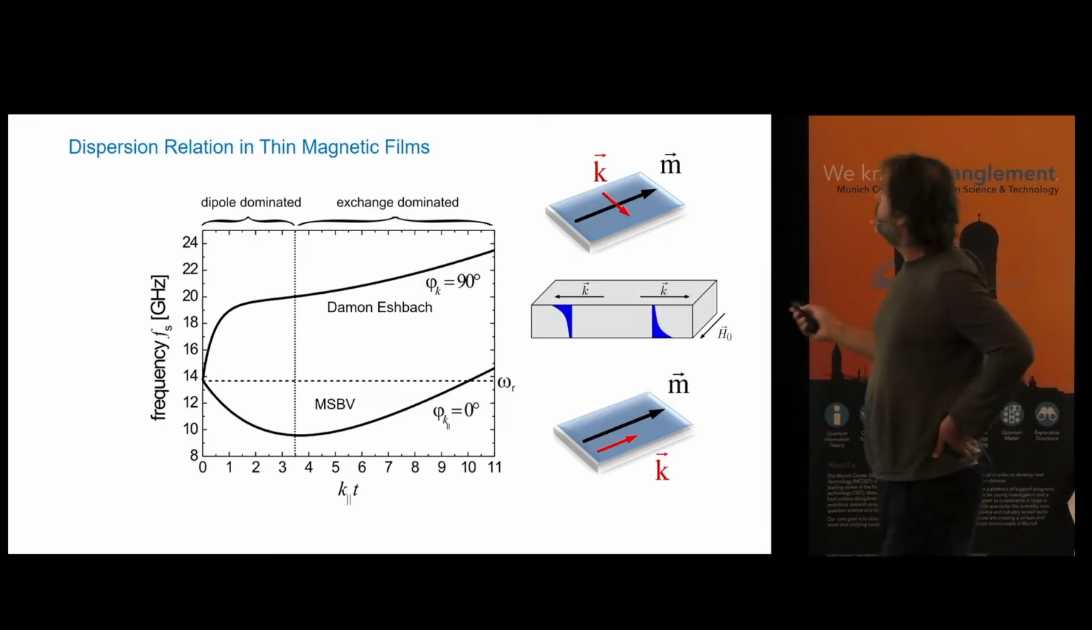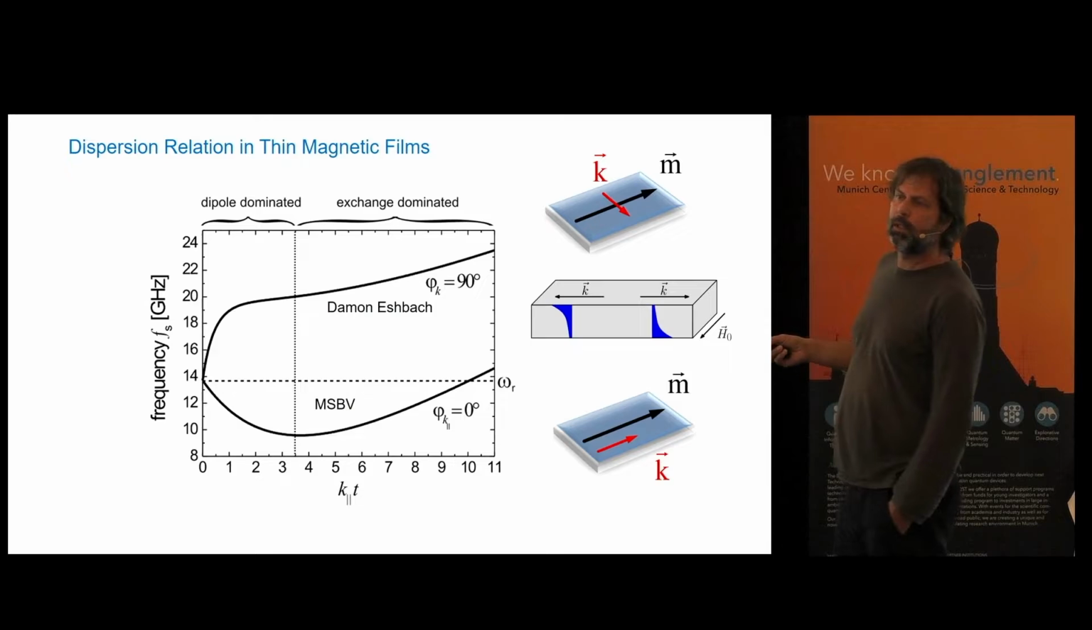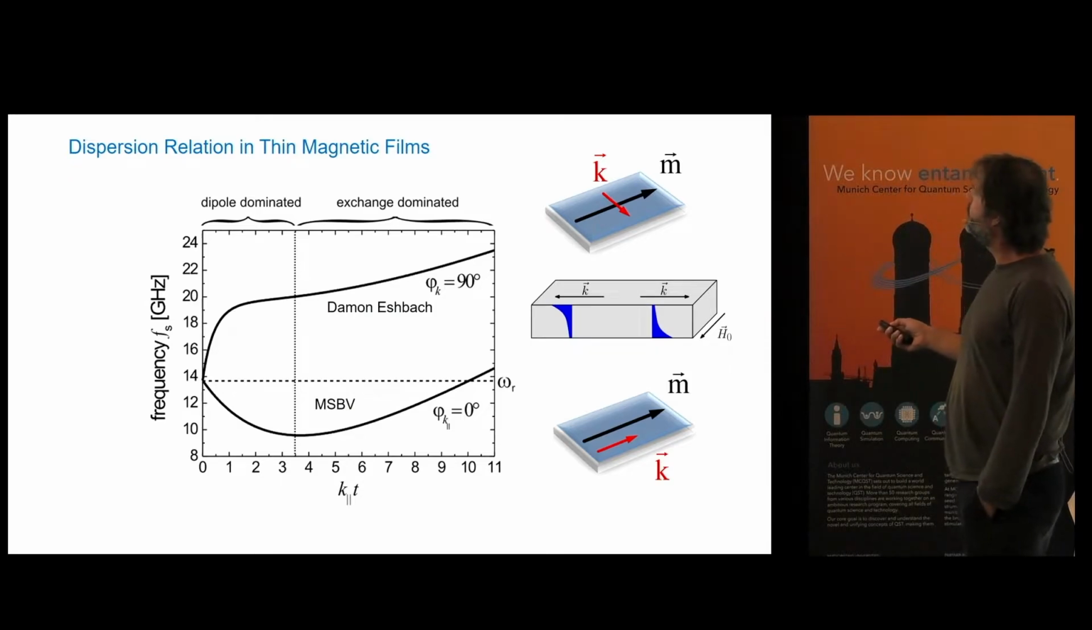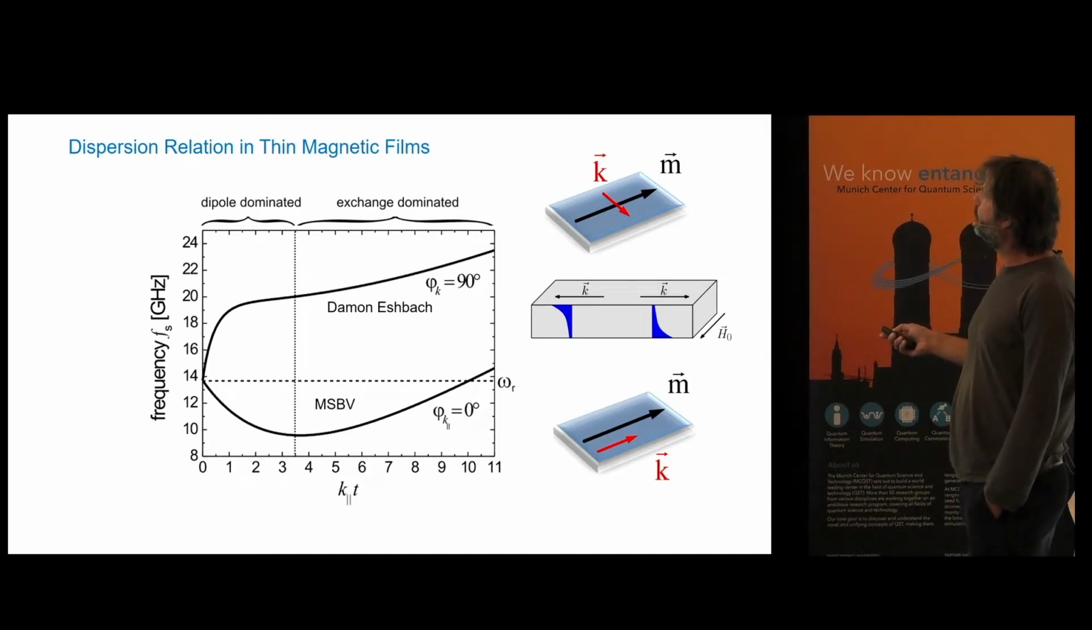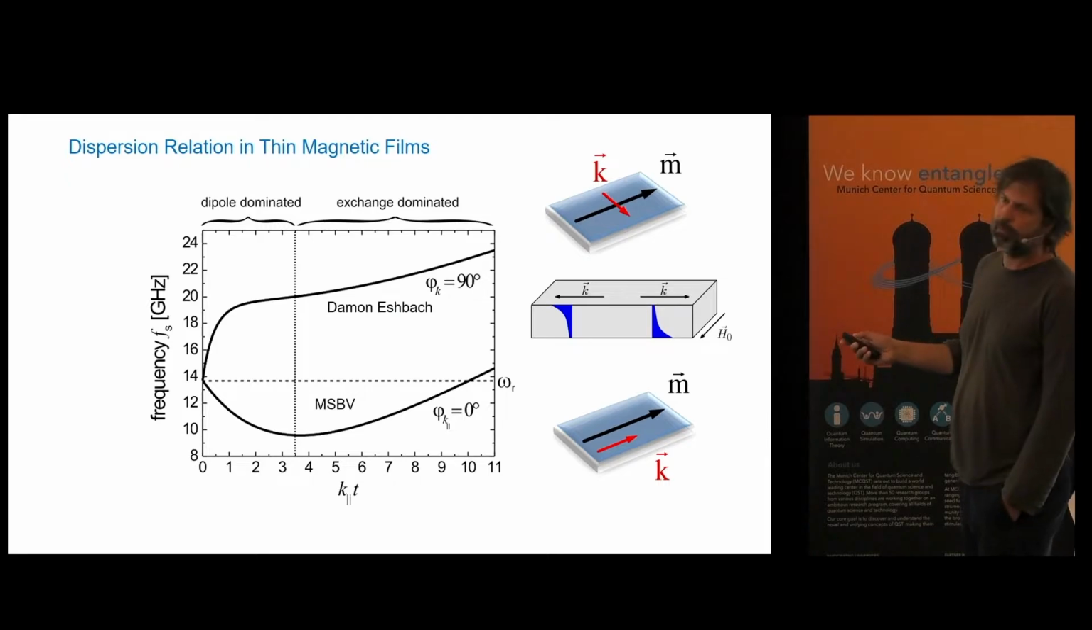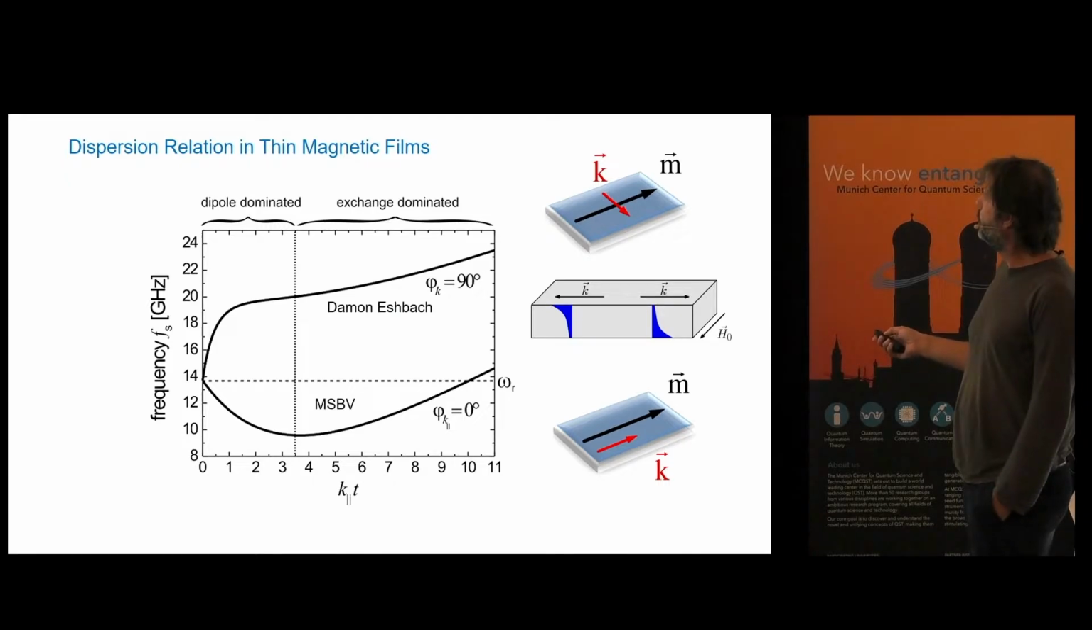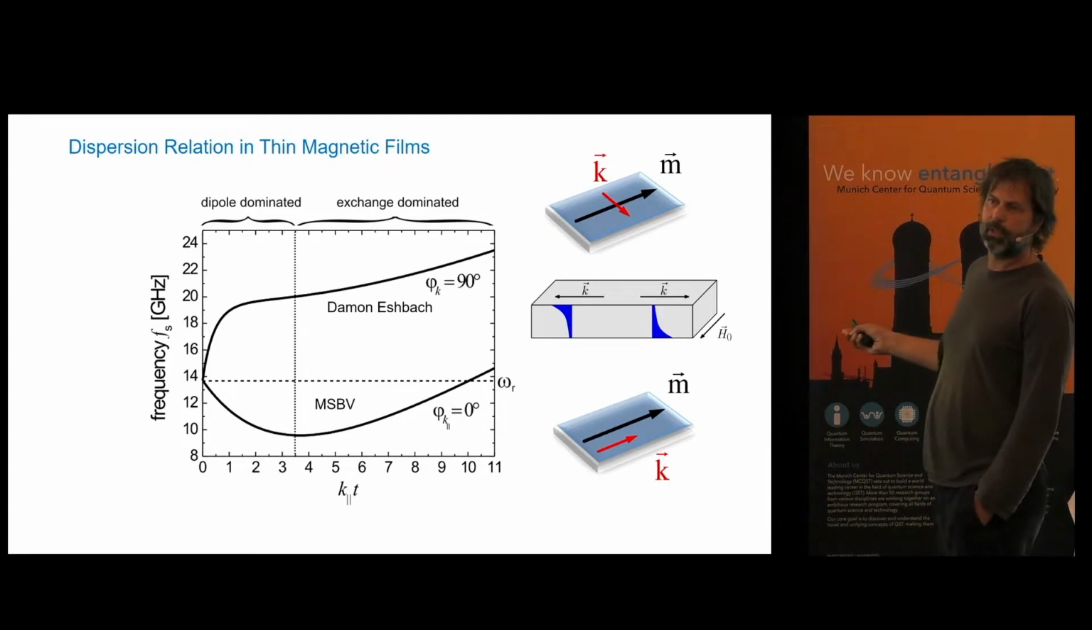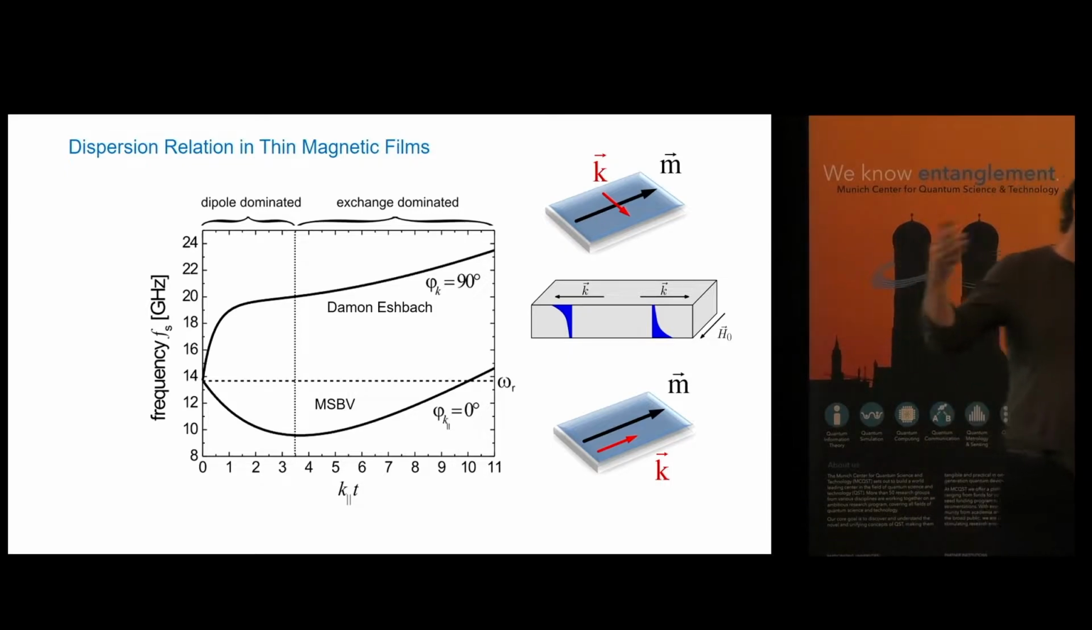So this one is a bit peculiar. It's a surface wave, which means that it's mostly located on one side of the sample if the wave travels in one direction, and it's mostly located at the other side of the sample if it travels the other direction. And this is important if you want later to do spin wave imaging using NVs.